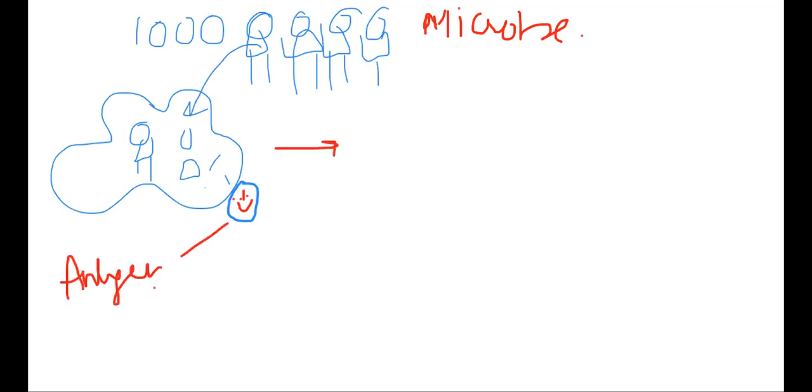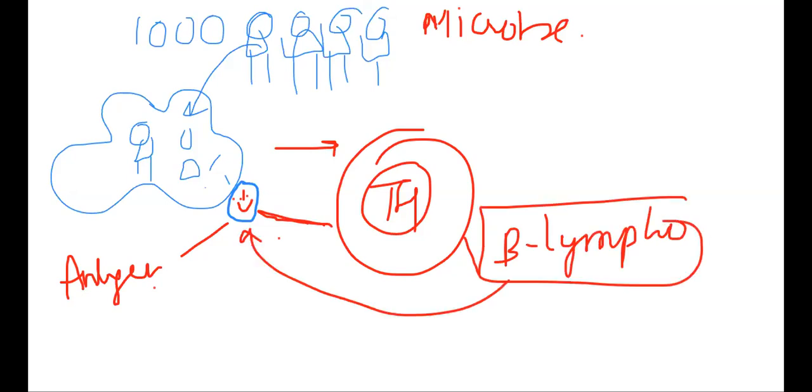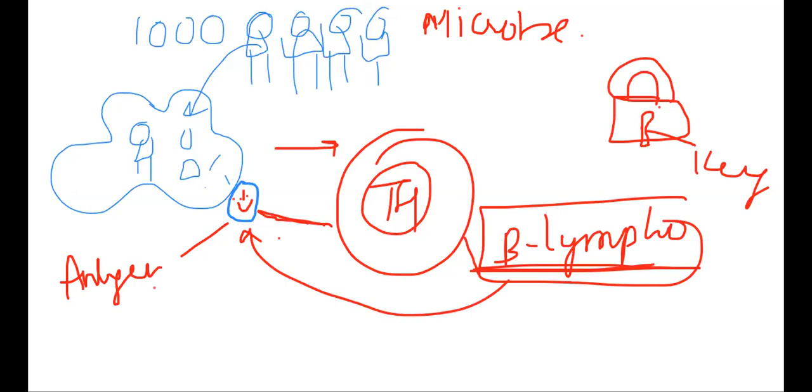Now they present it to the T helper cell. So the T helper cell will react with them, and they give the information to the B lymphocyte. The B lymphocyte has to see this particular microbe, that means the antigenic portion. If this is the lock, the antigen is the lock, and we need to prepare the key. That key is called antibody. But how we have to prepare the key will take some time. The B lymphocyte will take some time to prepare the key against them. That's what we are saying. They differentiate into plasma cell and memory cell.